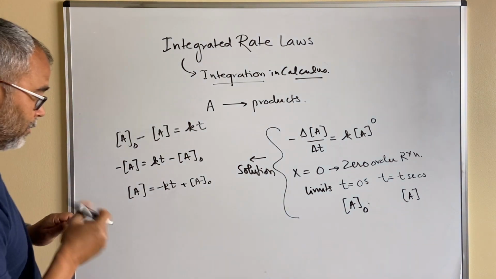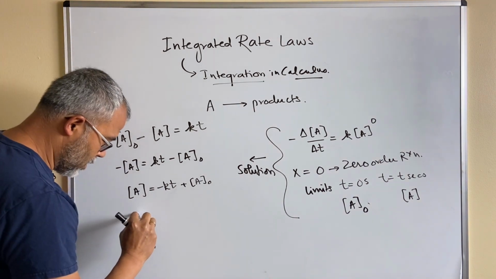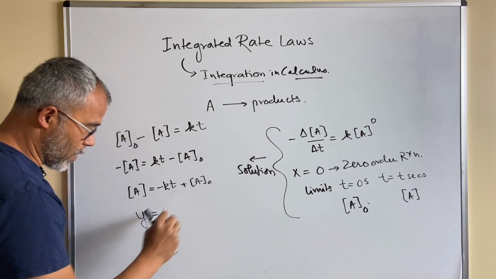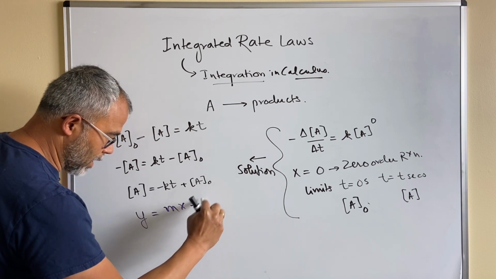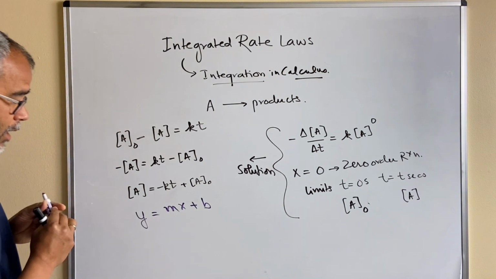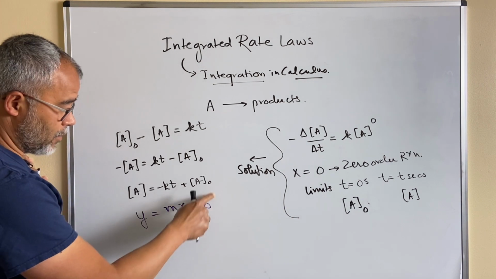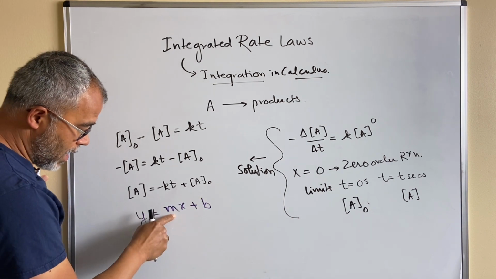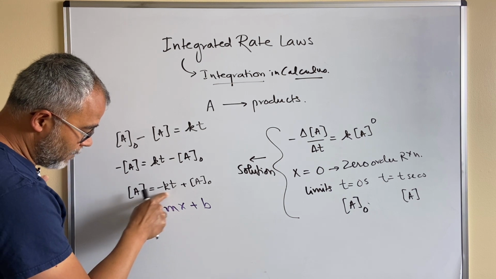And now we actually have something that looks like the equation of a straight line. I'll compare it out here. We have the equation of a straight line is y is equal to mx plus b, okay? B is the y-intercept, so that's equal to the A naught. M here is equal to the negative K, okay?